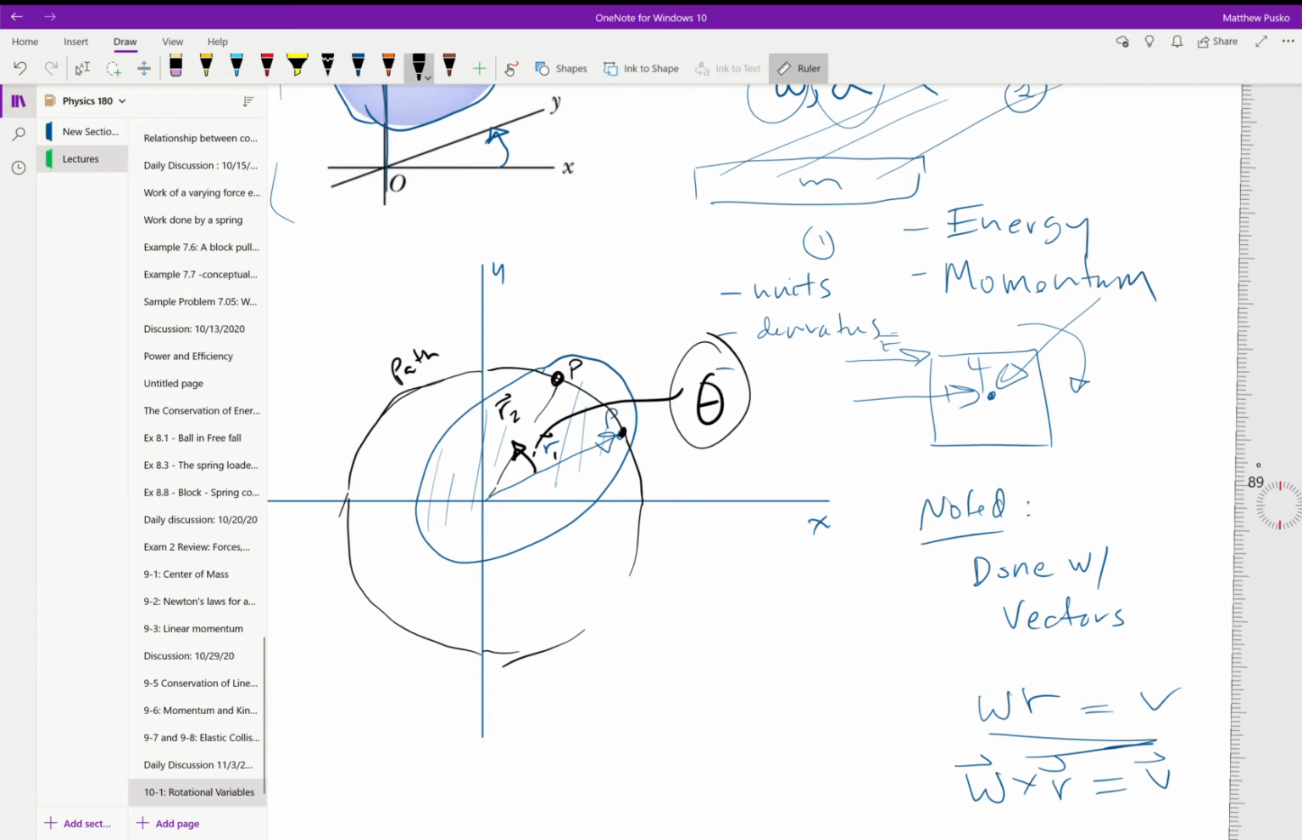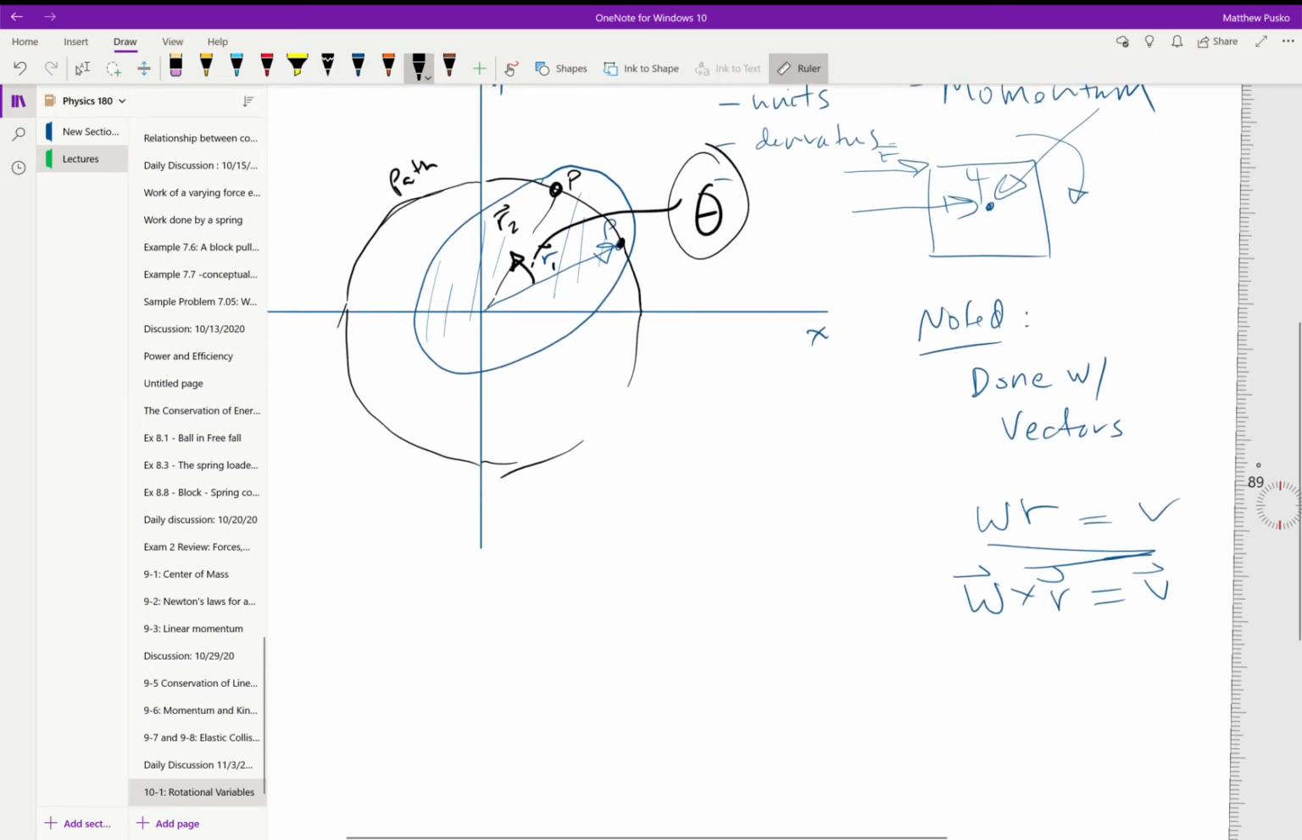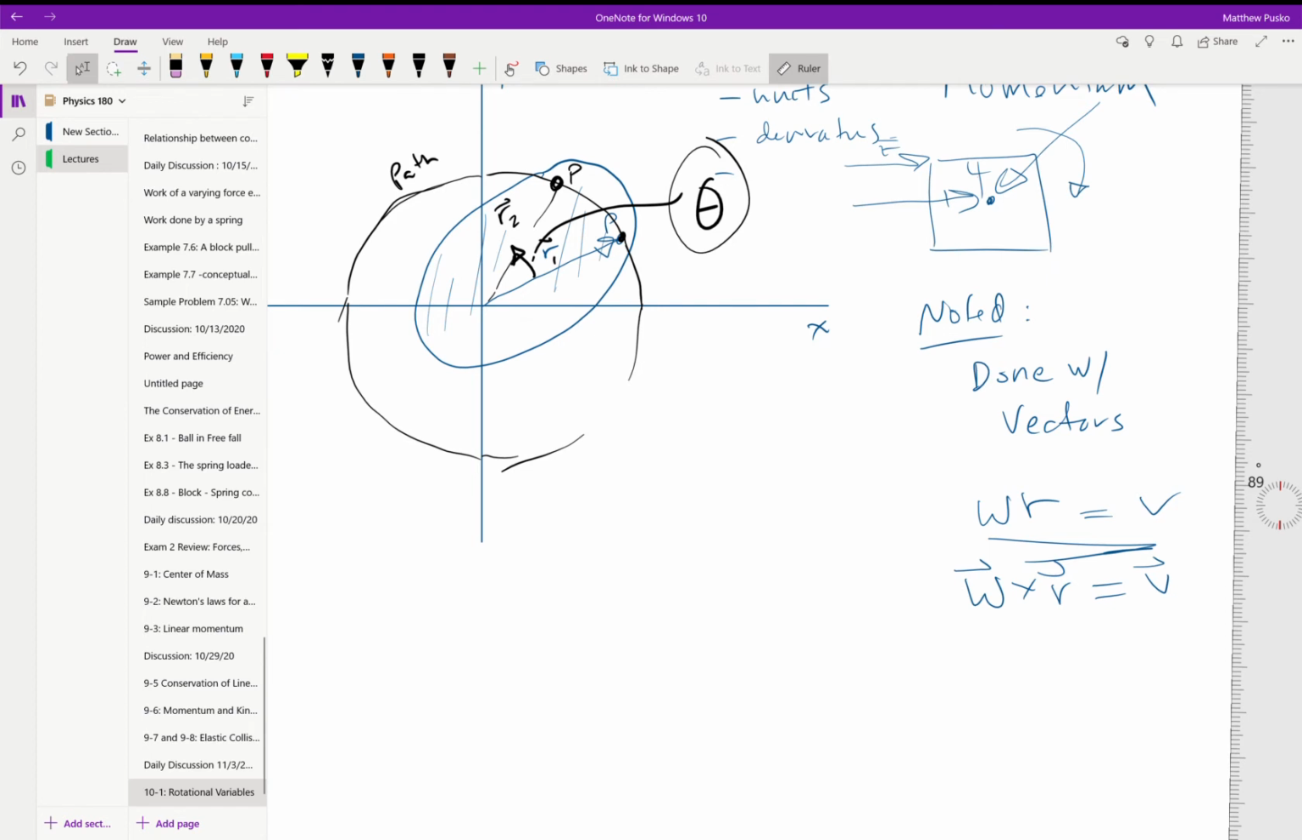If we want to describe the angular position of something, we can use the fact that theta is equal to the arc length it traveled over r. That's just a little geometry definition. We're going to use that to derive some of our other equations, though.